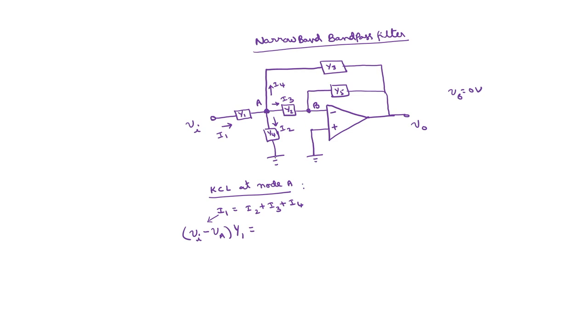I2 is equal to Va minus 0, into Y4. And here, this is Va minus Vb, but Vb is 0. So, Va minus 0 times Y2. And this is Va and this is V0. So, this I4 is Va minus V0, admittance is Y3.